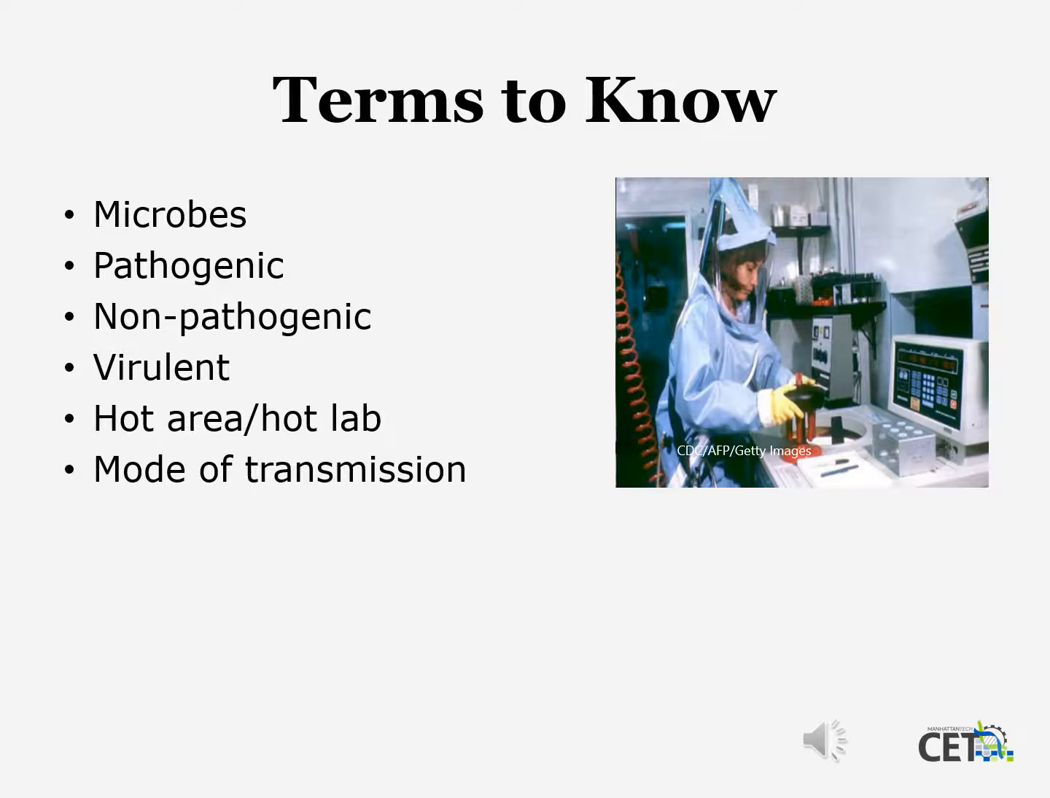A hot area or a hot lab usually refers to an area that has radioactive materials in it, and you don't want to go in without the right kind of protection. But sometimes those terms are used to describe labs that have pathogens. Those labs are also referred to as live areas. Mode of transmission is the term used to describe how a pathogen moves from the area where it's growing by a specific route to a new host, and that's you. Sometimes this is called chain of infection.